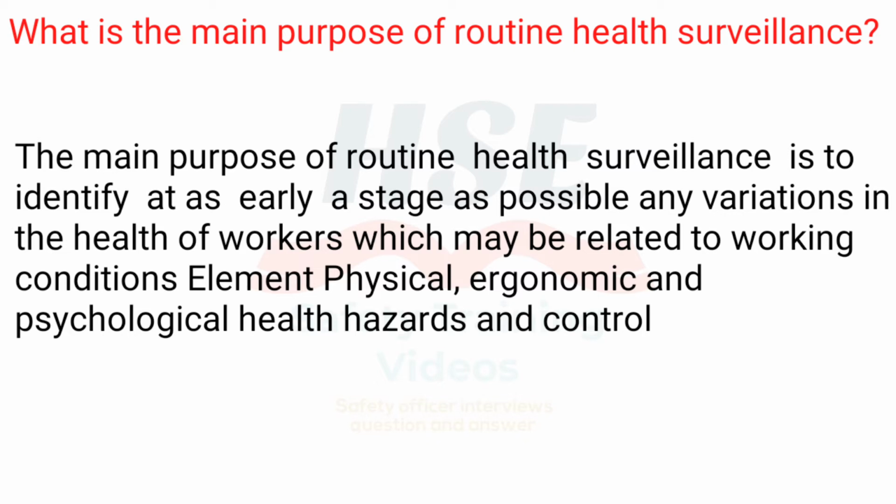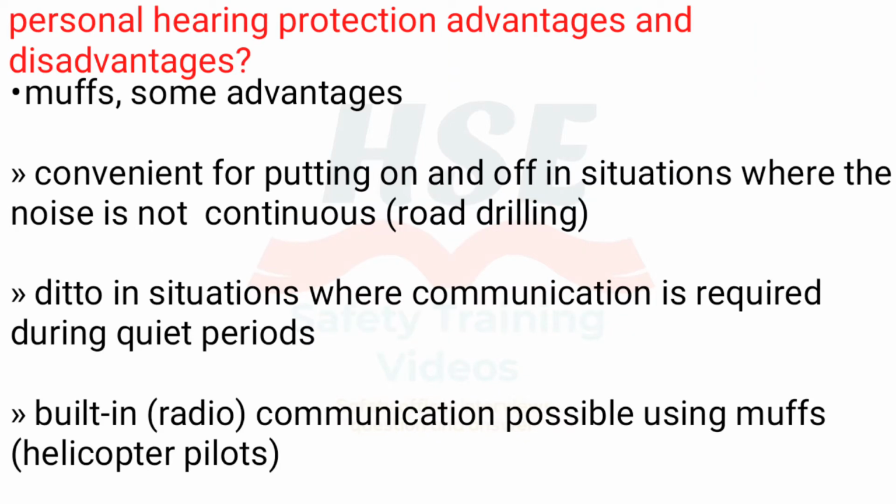What is the main purpose of routine health surveillance? The main purpose of routine health surveillance is to identify at as early a stage as possible any variations in the health of workers which may be related to working conditions, physical, ergonomic and psychological health hazards, and control.